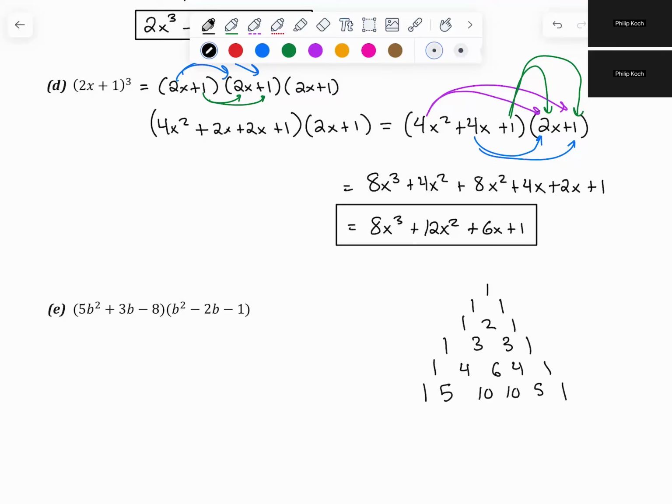Do you notice any patterns? How is the next row going to look? Pattern recognition. You see what's happening? One plus two is three. One plus three is four. Three plus three is six, and so on and so forth. It just so happens that this works out. So this is if you were to do x plus one squared. These would be the coefficients.